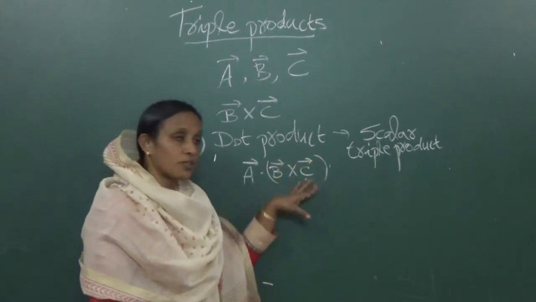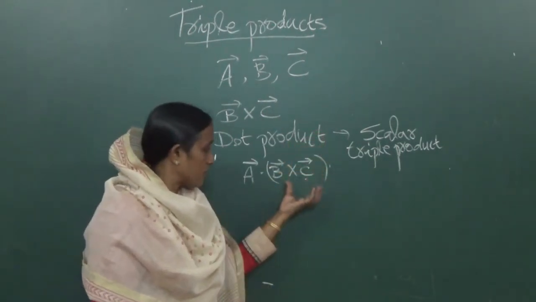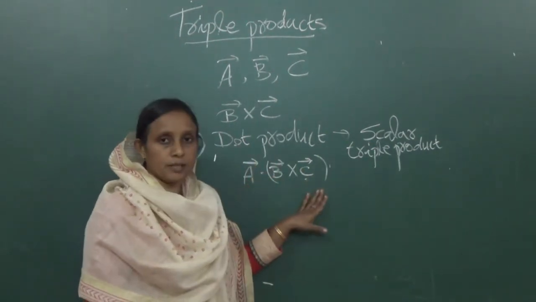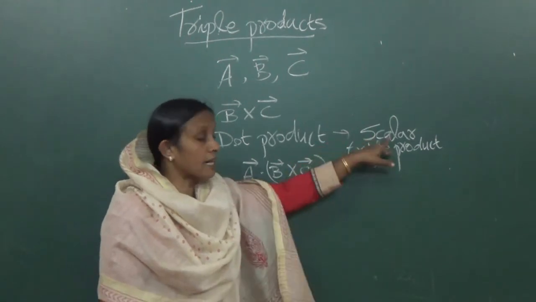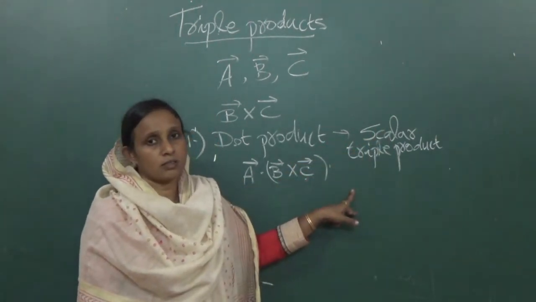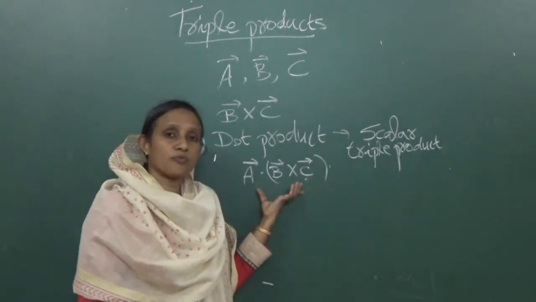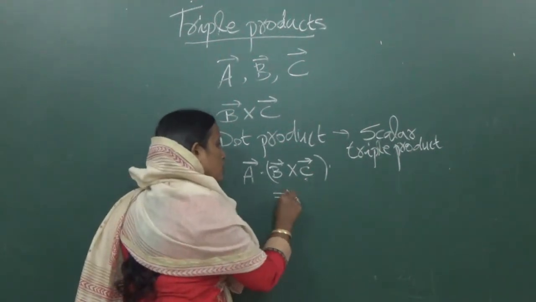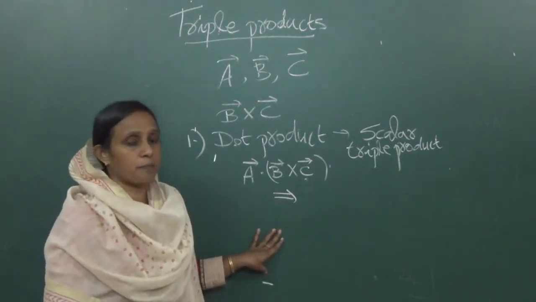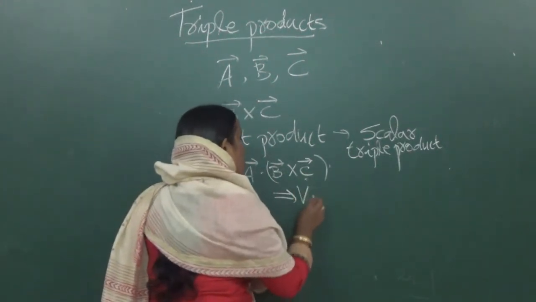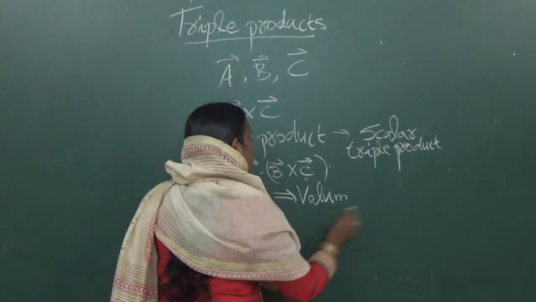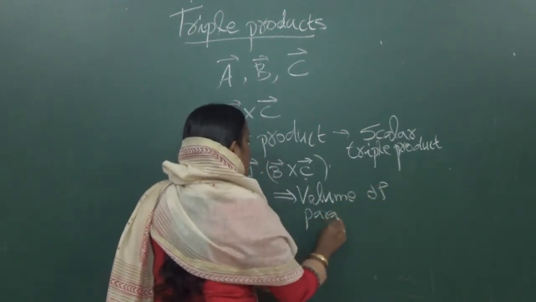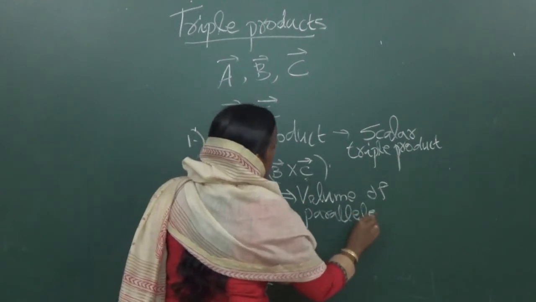So B cross C is a vector. Now we take the dot product with A: A dot B cross C. This is called the scalar triple product. What is the meaning of this A dot B cross C? This represents the geometrical meaning. A dot B cross C represents the volume of a parallelepiped.